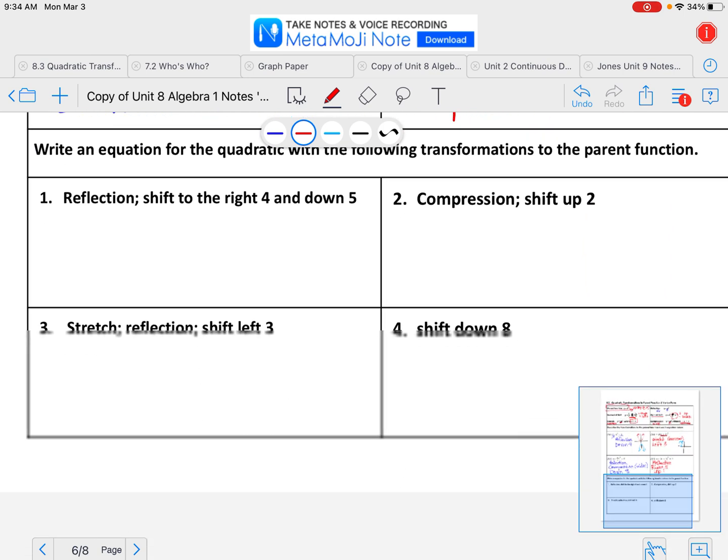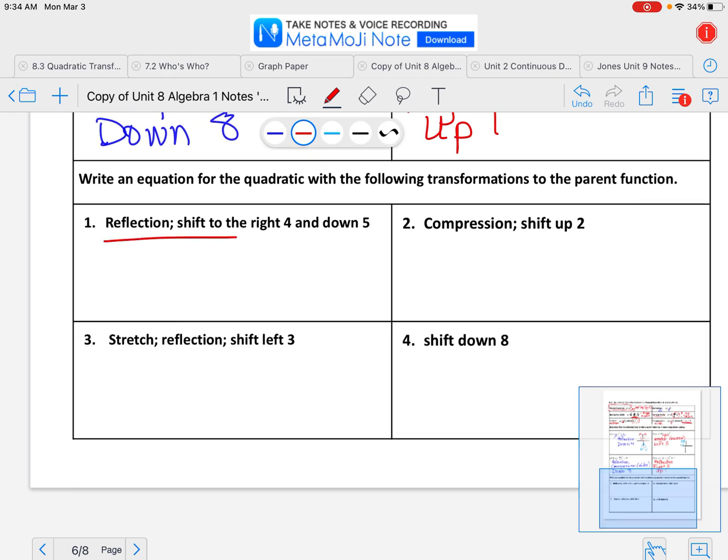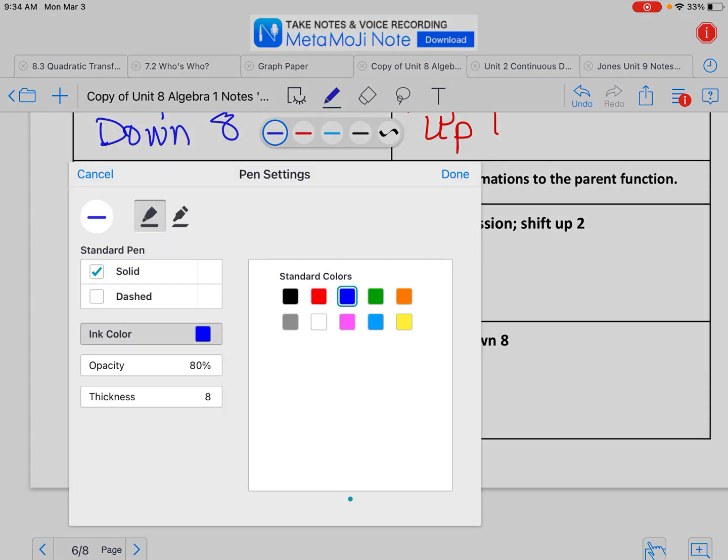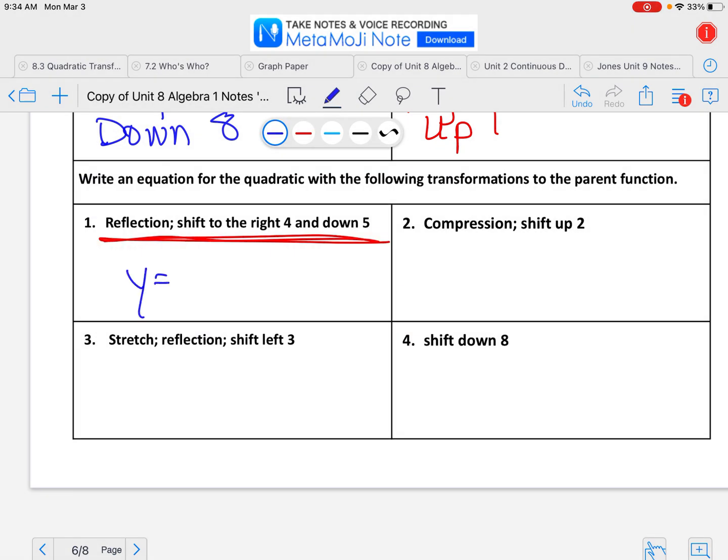So we can go opposite. We can go backwards. I can tell you some transformations, and you can write an equation that fits that description. So y equals the reflection means I need a negative. The right move's going to be in parentheses, and the opposite, so it's going to be minus 4. And then down 5 is going to be outside of parentheses.